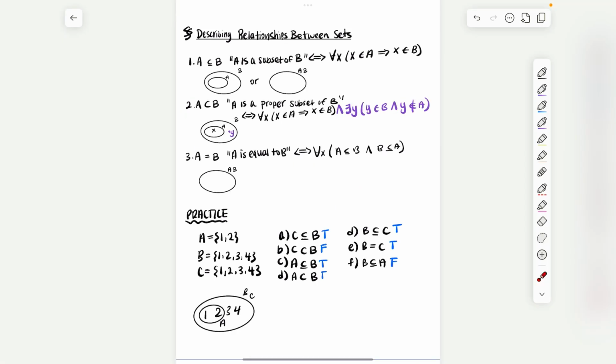And that's it for this video. In the next video, we're going to have an ultimate practice of differentiating between all of the symbols we've already learned so far. And then in the video after that, we'll finally start talking about operations of sets, so union, intersection, and so on.